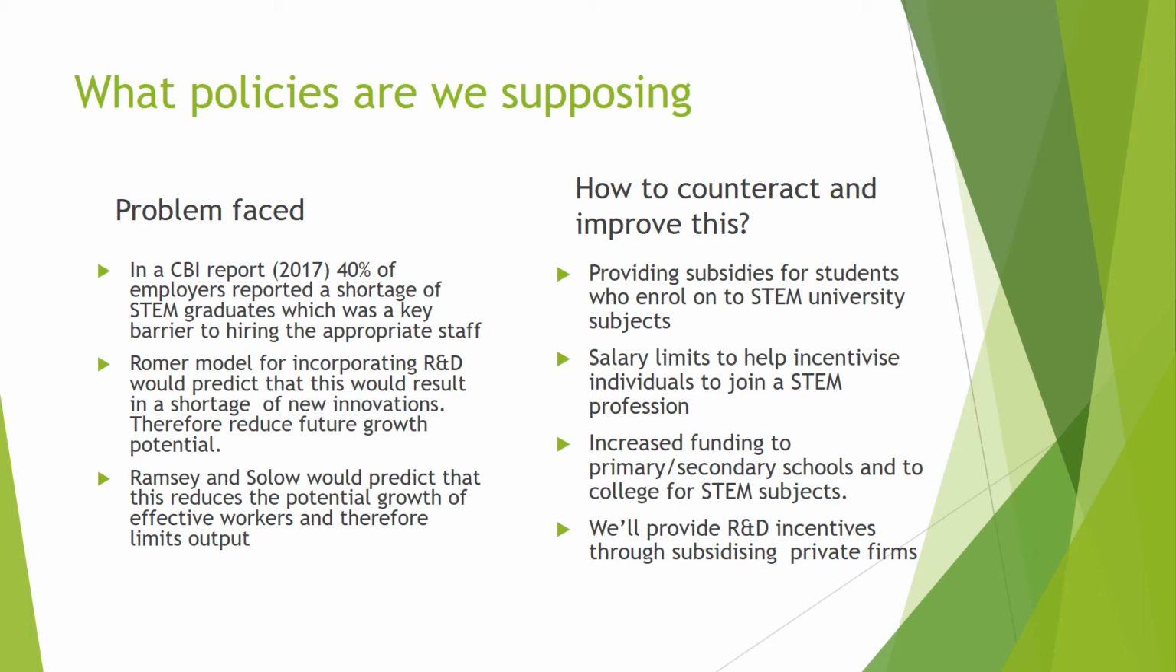So we provide subsidies for students who enrol onto STEM university subjects. We provide salary limits, so a minimum salary, so 30k or above, 25k or above, to help incentivise individuals to join a STEM profession and make those early career decisions. We'll also increase funding to primary and secondary school and to college for STEM subjects, so provide nudges to young talents within the schools that this is a good career path to go down, and will also help provide R&D incentives through subsidising private firms.